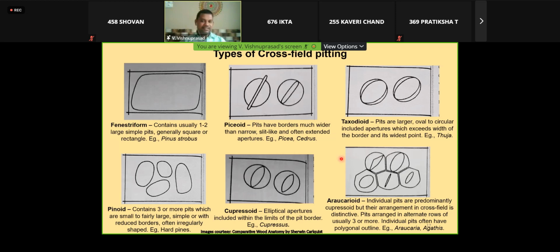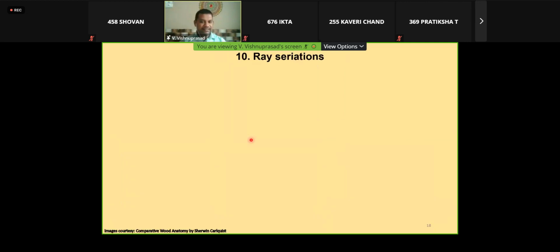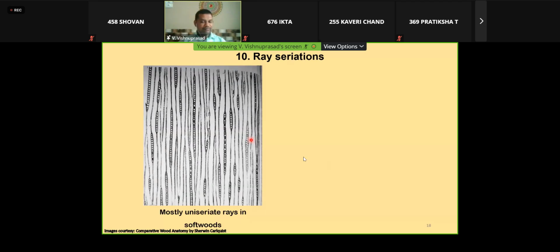As I said, ray seriation is a feature which you can observe very clearly in the case of a TLS. In a TLS only, you will be able to see the ray seriation. So in a TLS section, in case of softwood, the majority of softwoods have only uniseriate rays, as you can see over here. Multiseriate ones are more common in the case of hardwoods. So here they are uniseriate. Very few softwoods like Sequoia and Cupressus have biseriate or even, to some extent, triseriate ones, not more than triseriate rays in the case of softwood.